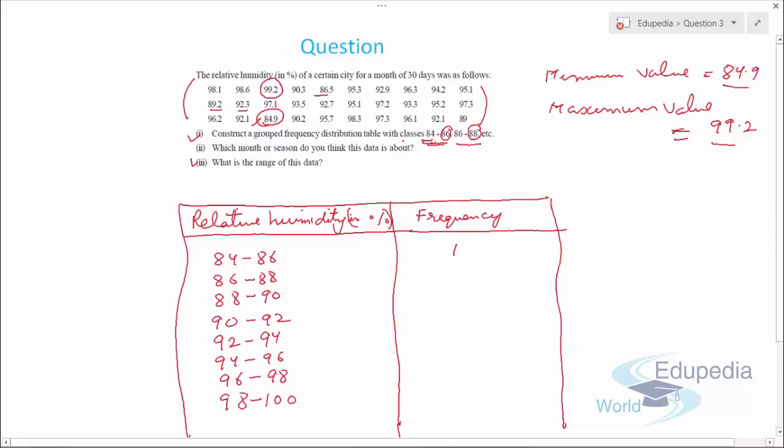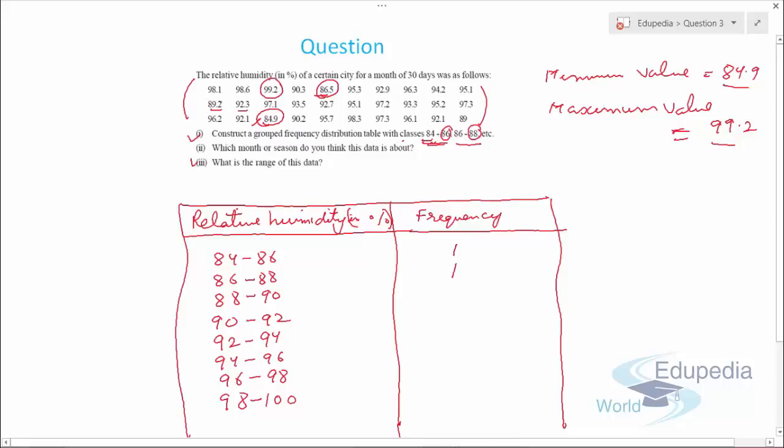For 86 to 88, it should come in this range, right? So we need to search. It should be 86 or larger than 86, and it should be less than 88, right? So we can consider this value 86.5, right? Then we can see there is no other value which is less than 88, so we have frequency as 1, right? For next is 88, it should be 88 or greater than 88, and it should be less than 90, right? So let's see it.